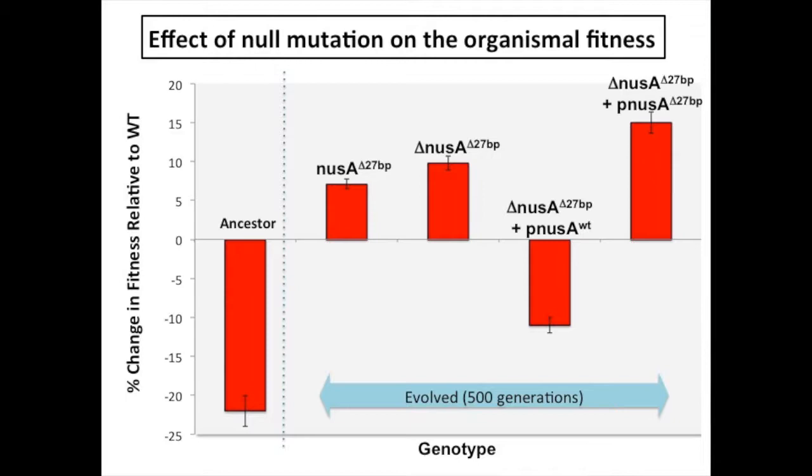Here, on the y-axis, we have the change in fitness relative to wild type. On the x-axis, we start here with our RIP ancestor for this particular lineage. It takes a fitness hit of about 0.23, so the fitness is 0.77 compared to wild type. Then here's the strain that has accumulated a 27 base pair deletion in the NUSA gene. Here's the fitness of that evolved strain, actually just a little bit greater than wild type. But notice the big change in fitness value between those two scenarios.